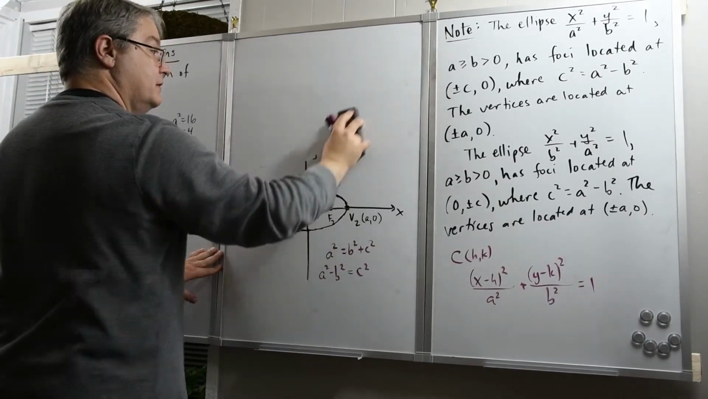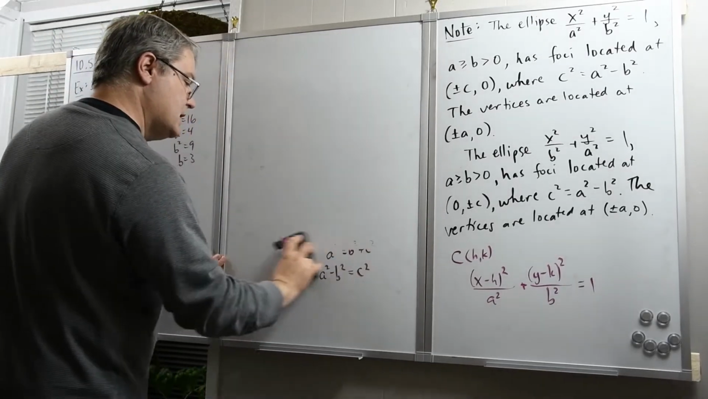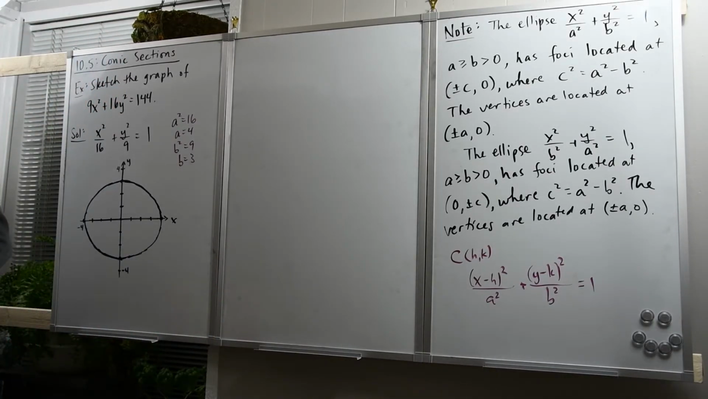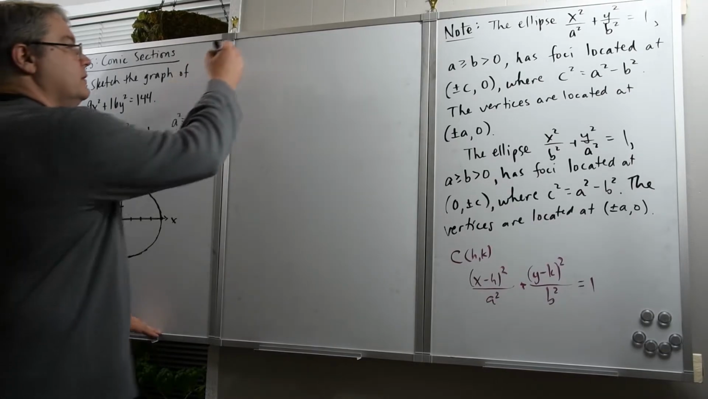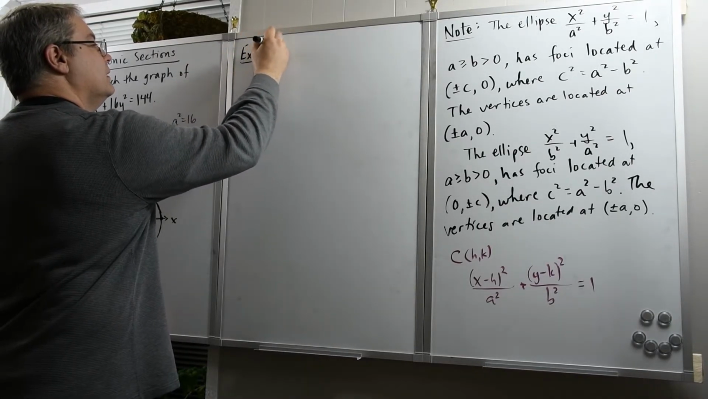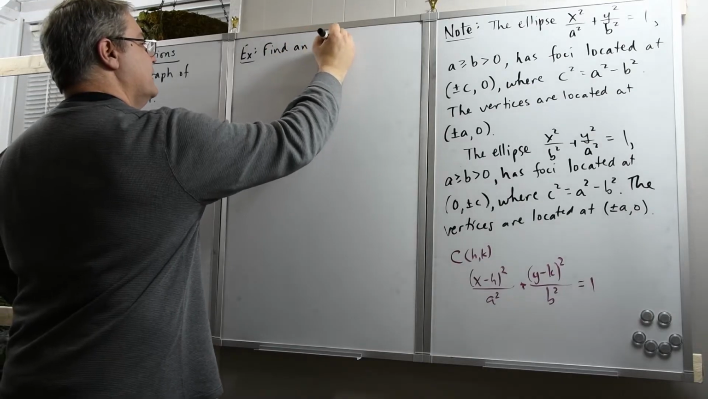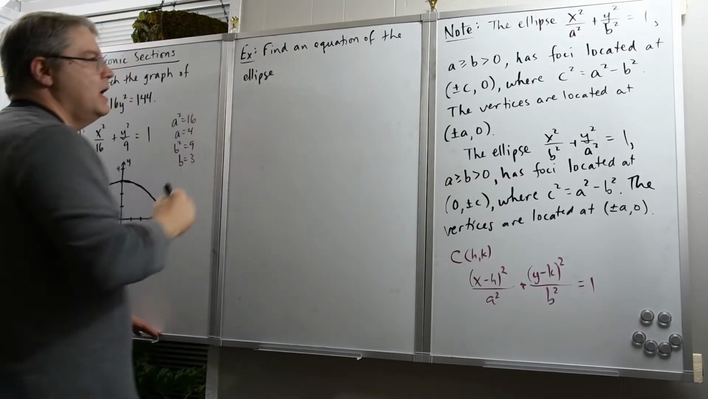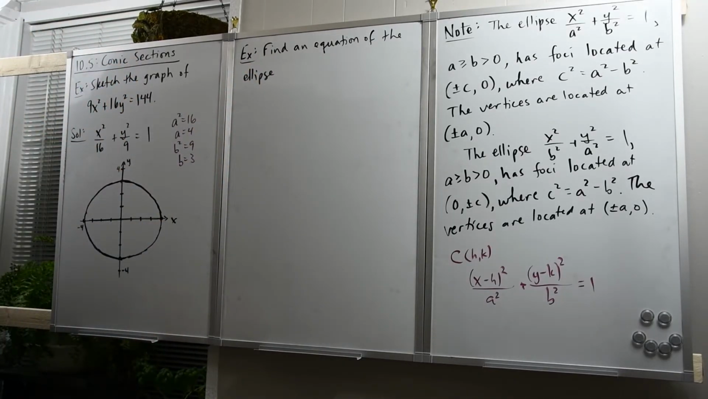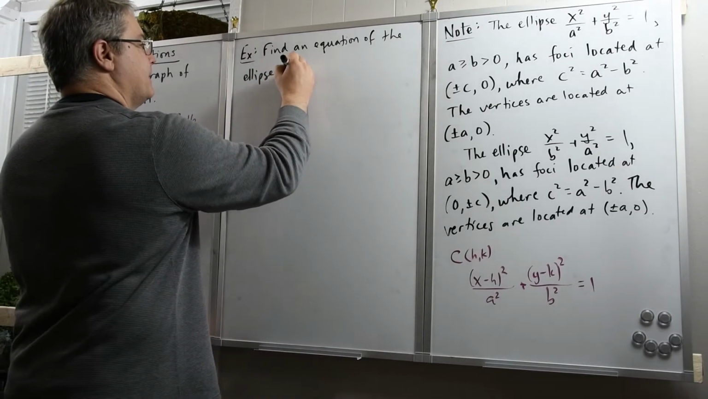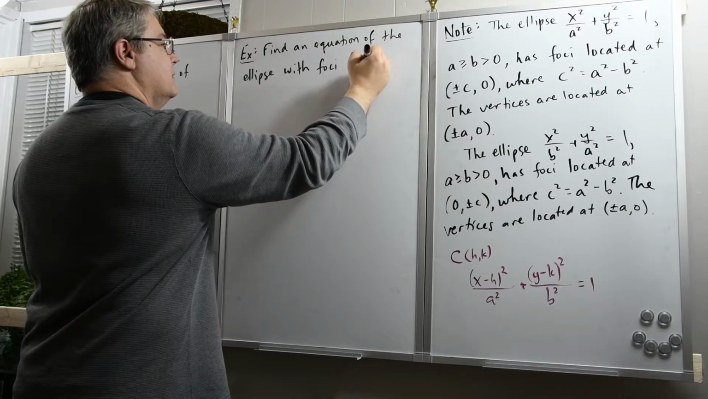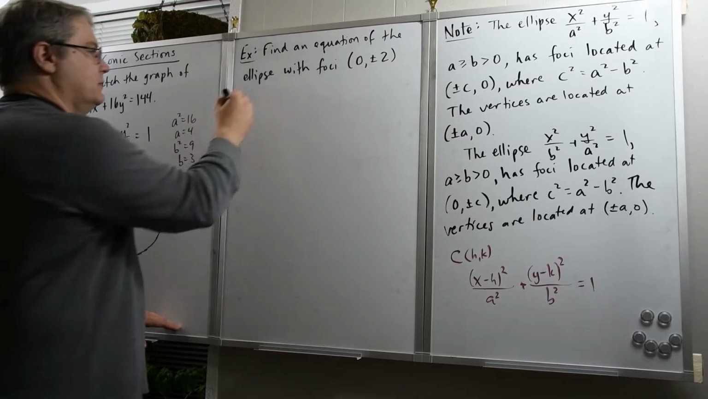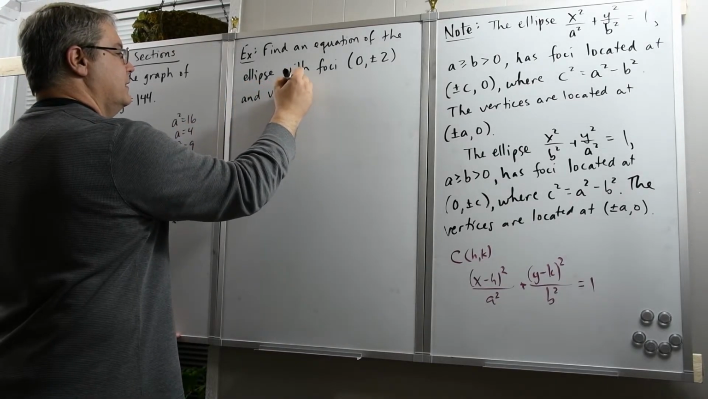And some information about that ellipse will be given, which is good. Otherwise, it would probably be pretty difficult to figure out the equation of the ellipse. So here we go. Find an equation of the ellipse. And for this particular ellipse, we're going to have foci (0, 2) and (0, -2). And we're going to have vertices at (0, 3) and (0, -3).